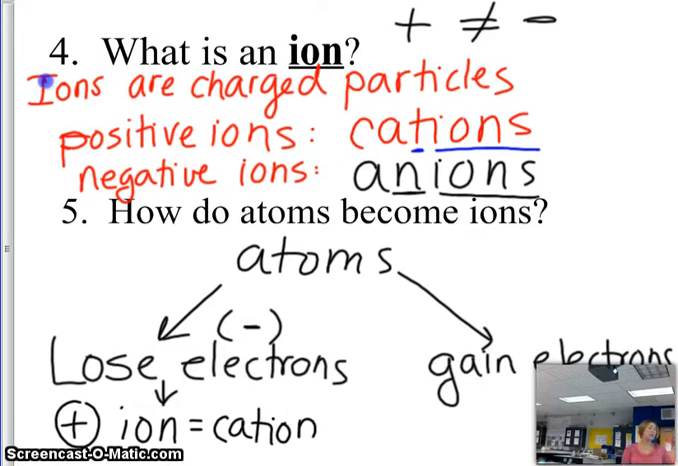And if you gain more negatives, then you become a negative ion. You become an anion. So you don't change the protons, you just change the electrons. You either get more negatives or less negatives, and that's how you become an ion.